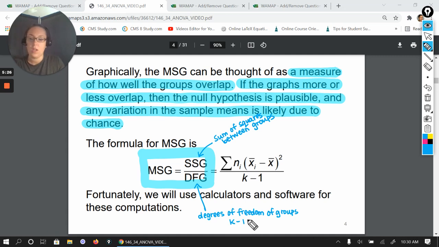Fortunately, we will use calculators and software for these computations, so we will not be doing this formula over here on the right. That looks pretty complicated, although we could do it by hand. We will allow our calculators and other software to do it for us.